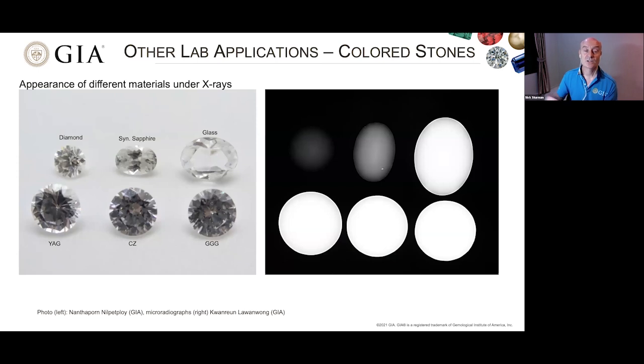I thought I would also share some images of different types of material that can be used to imitate diamond, and again, what we would expect to see if we place them under X-rays. So we have diamonds, a synthetic sapphire, glass, YAG, CZ, and GGG here, and you can see the relative X-ray transparencies, if you like, to the X-rays here.